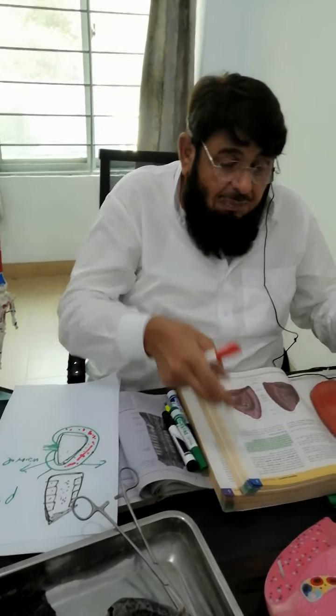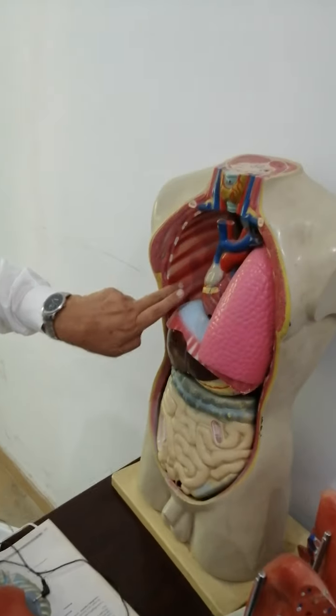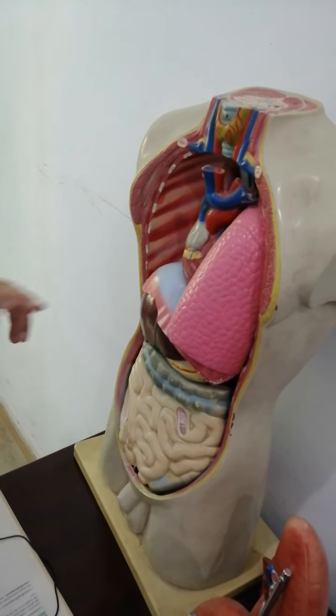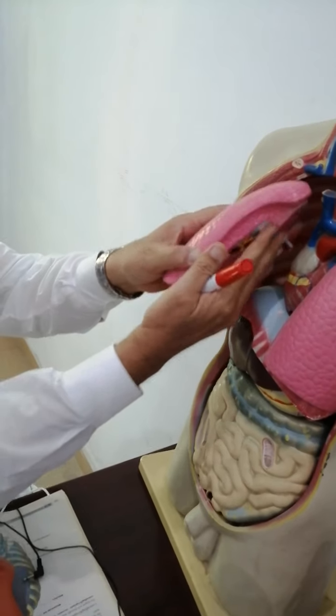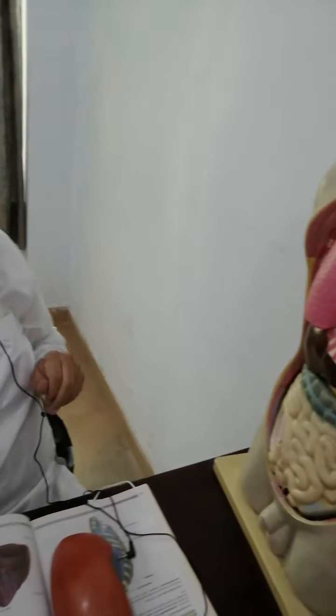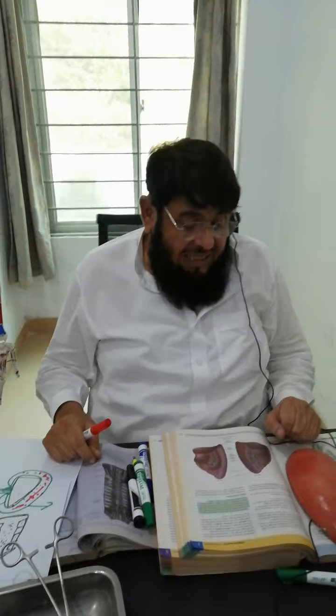Now, the parietal pleura, look, lines the inner surface of the thoracic cavity, and it lines the upper surface of the diaphragm, and it lines the medial surface of the lung tissue. It is given different names according to where it lies.